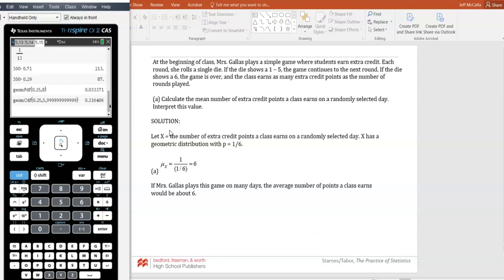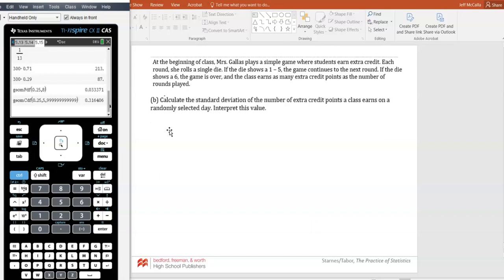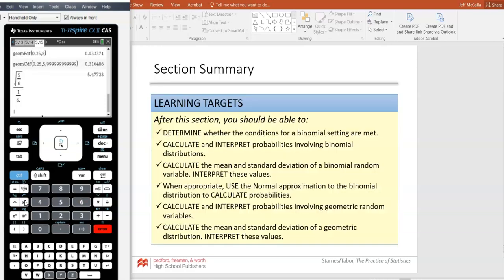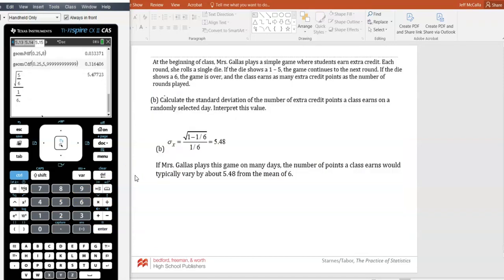That's calculate the mean number of extra points. Calculate standard deviation, just use that formula. And the formula would be, again, the square root of the probability of failure, which would be 5/6, divided by probability of success, which is 1/6, and we get 5.4772.